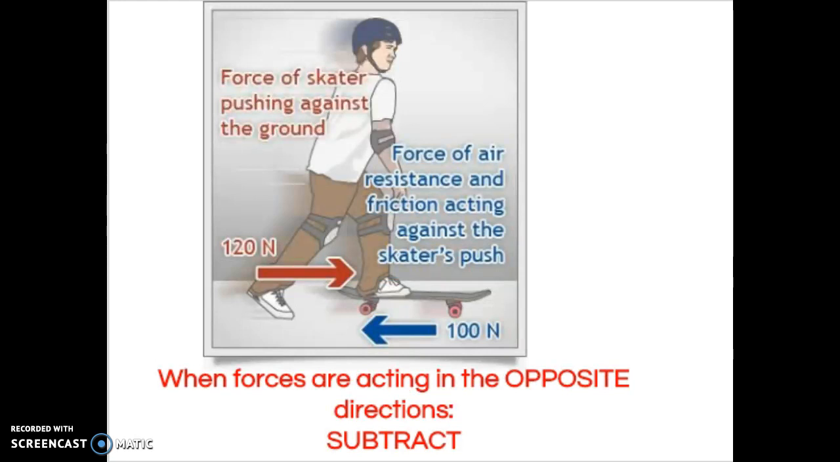Here's my skateboarder again. Now he's got a greater force of his foot pushing against the ground, so 120 newtons to the right. The air resistance and friction against his push is 100 newtons to the left. Those are opposite, so you subtract the two. 120 minus 100 gives you a net force of 20 newtons, and he would be moving to the right. It is an unbalanced force.